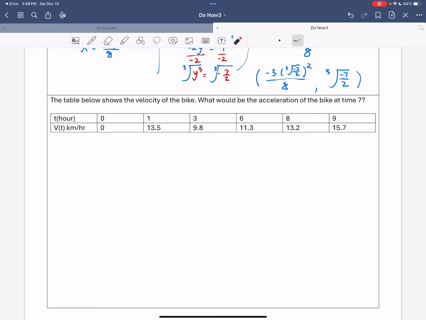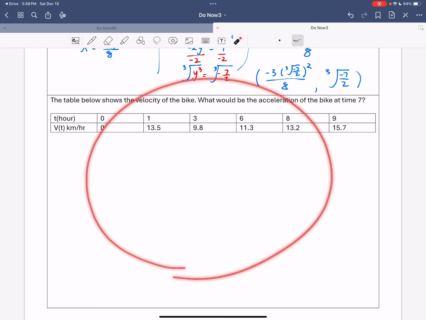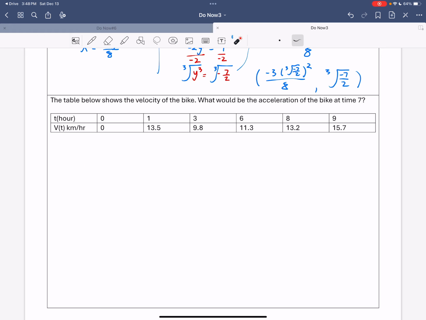And again, I'm telling you, you're gonna see this one in FRQ. You have to read the question carefully, and I'm pretty sure this one is gonna be something like question number 3 on the FRQ. So you have to be careful with that, okay? It's a table shown below of the velocity of the bike. What would be the acceleration of the bike at time 7?